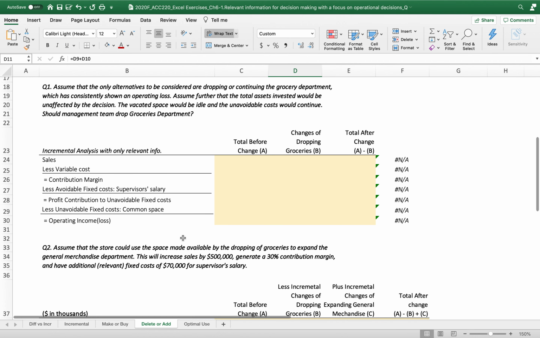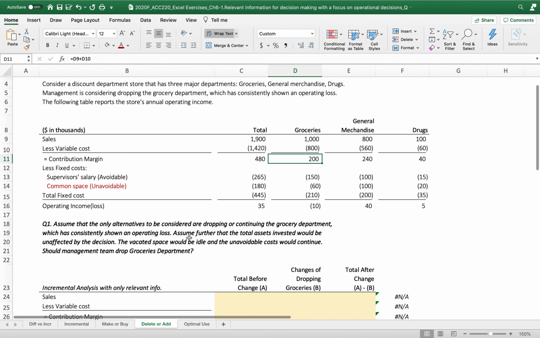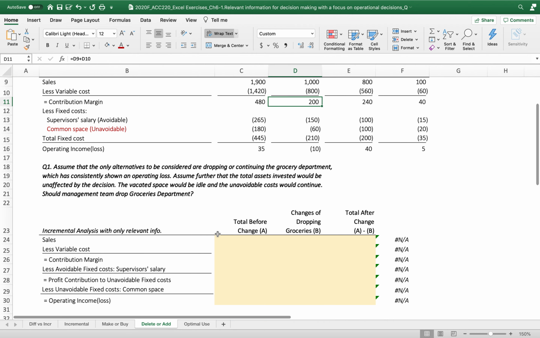Okay. Now we have to use incremental analysis. Incremental analysis is just considering the changes before and after. That is the important process to identify what would happen to the company if we drop the grocery store. That is the point of incremental analysis, with only relevant information.